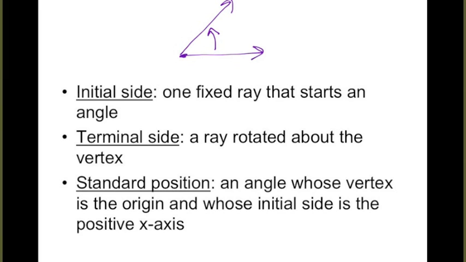When we graph our angles for trigonometry, we're going to do so in what's called standard position. An angle graphed in standard position means that on an x and y axis, one side of our angle is always going to be the positive x-axis, pointing straight out to the right-hand side. One of those sides of our angle is always going to be the positive x-axis. And then the other side could be anywhere throughout the rest of the region.